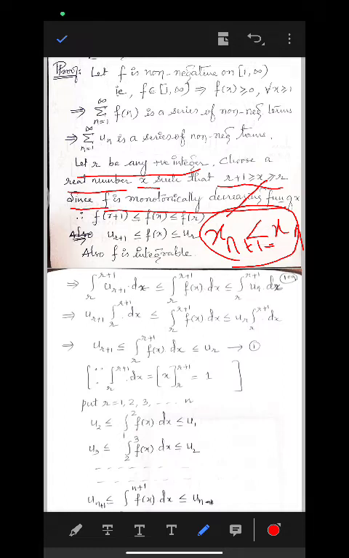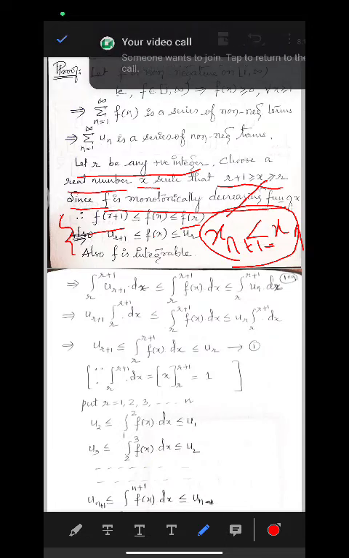How have we applied it? See here, f of r plus 1, the next term after r, is less than or equal to f of x, which is less than or equal to f of r. Understand the concept? These two steps are very, very important. If you write these steps, you can do the next step; otherwise you cannot.